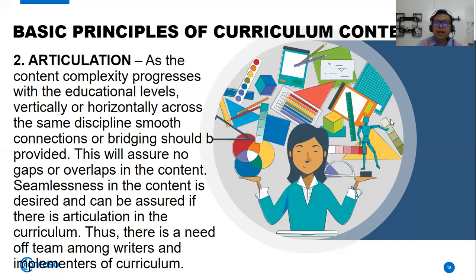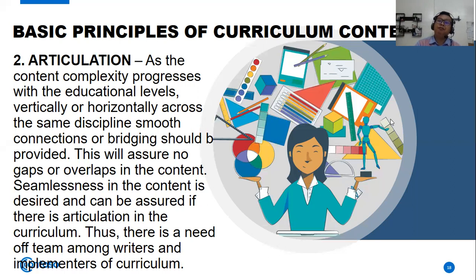Second is articulation. As the content complexity progresses with the educational levels, vertically or horizontally across the same discipline, smooth connections or bridging should be provided. Again, we are using the spiral curriculum. Like for example, in English, as implementers of spiral curriculum, contents are presented in all levels, but it differs with difficulty or complexity. So, subject-verb agreement is in grade 4, it is in grade 5, in grade 6, in high school. But it differs with the difficulty and complexity.